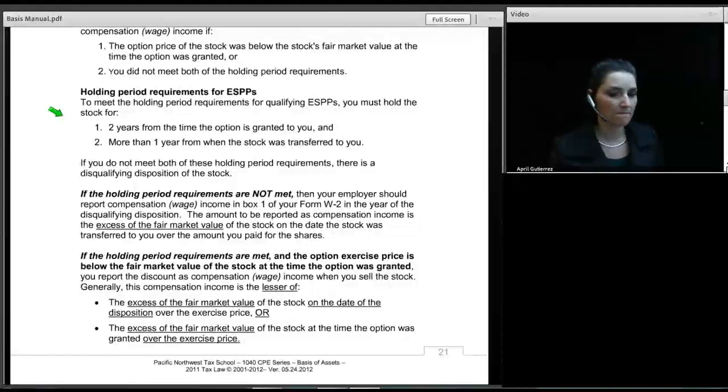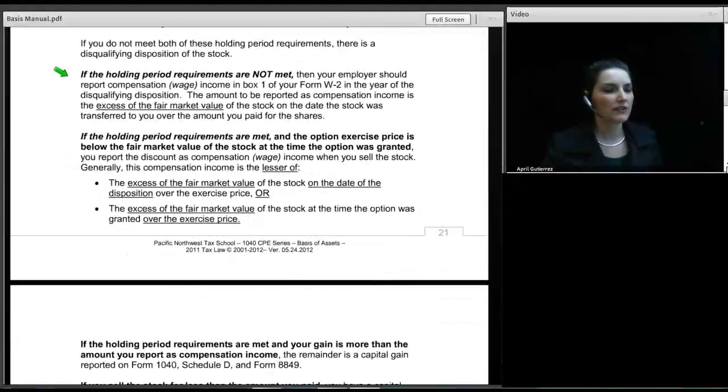Now, to meet the holding period requirements for ESPPs, you have to hold the stock for 2 years from the time the option is granted to you and more than 1 year from when the stock was transferred to you. If you do not meet both of these holding period requirements, there is a disqualifying disposition of the stock. And we go through a variety of different options of how that stock is going to be treated based on how you hold it.